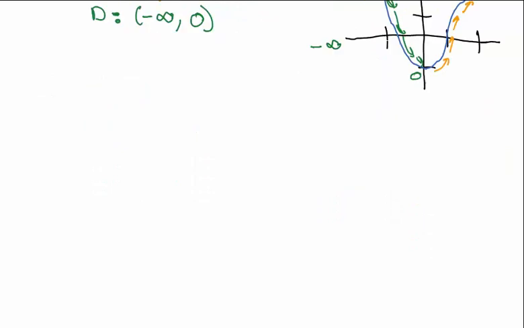The last thing we want to know, after domain and range, positive and negative, increasing and decreasing, are asymptotes. First, we're going to talk about things called vertical asymptotes.